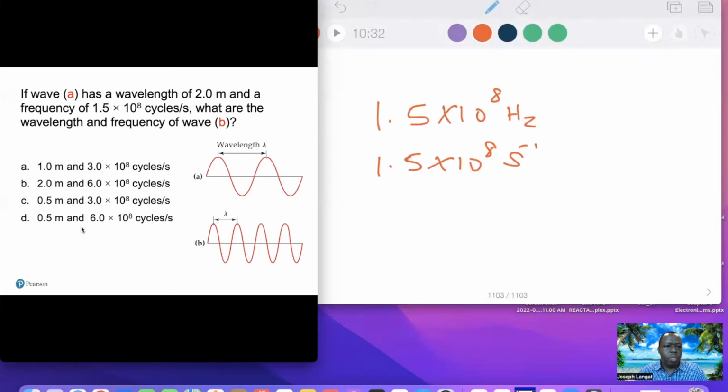But these C and D are wrong, and the most appropriate answer is A. The correct answer is A, based on just looking at the wavelength, because even if you look at the frequencies, it looks like it's almost twice, so it's going to be 3.0, 2 times the frequency of wave A.